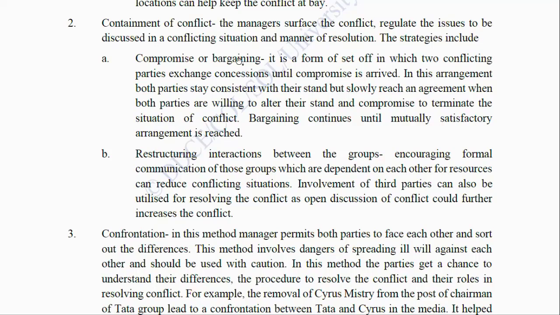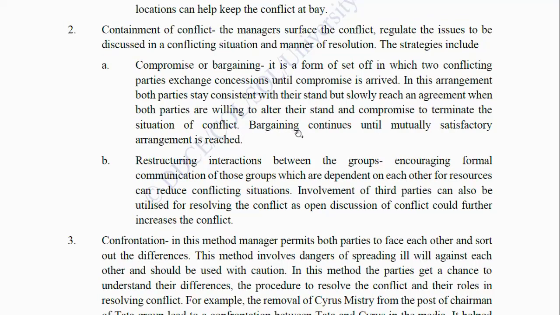The strategies include A. Compromise or bargaining. It is a form of set-off in which two conflicting parties exchange concessions until a compromise is arrived at. In this arrangement, both parties stay consistent with their stand but slowly reach an agreement when both parties are willing to alter their stand and compromise to terminate the situation of conflict. Bargaining continues until a mutually satisfactory arrangement is reached.